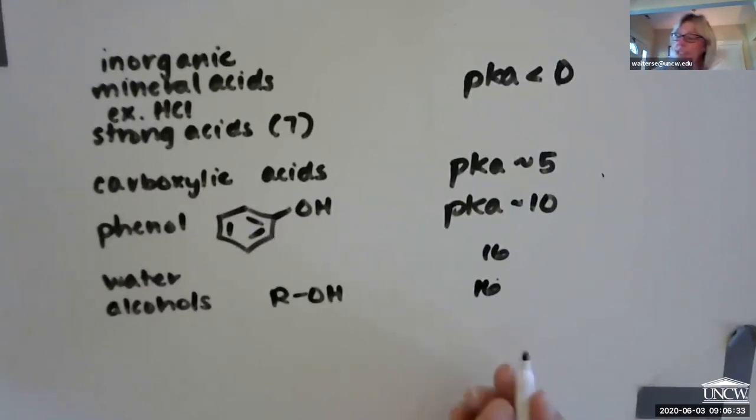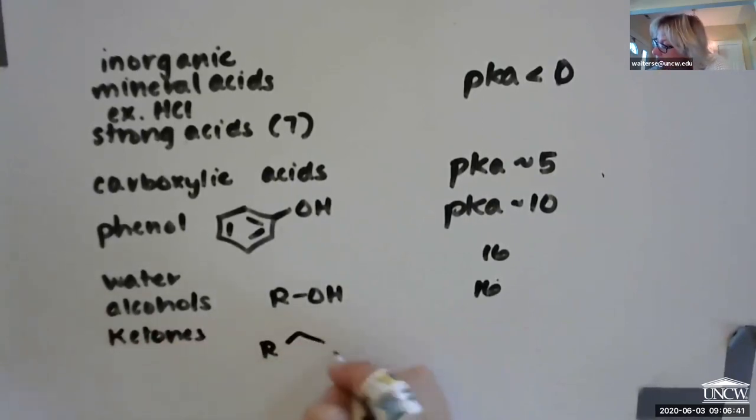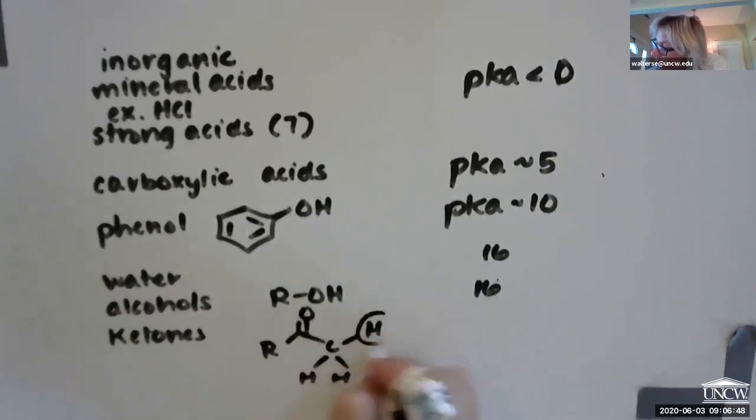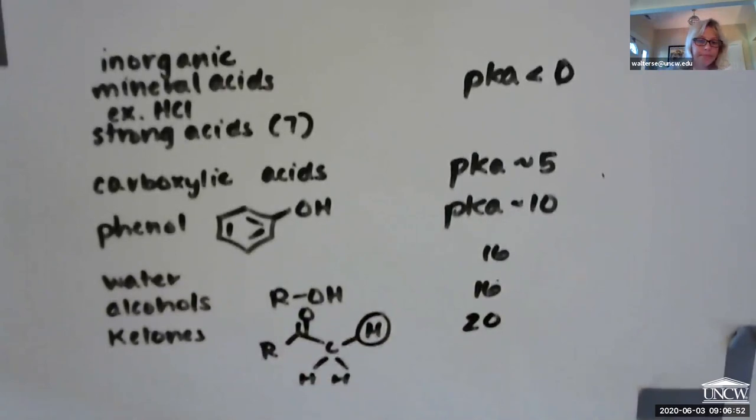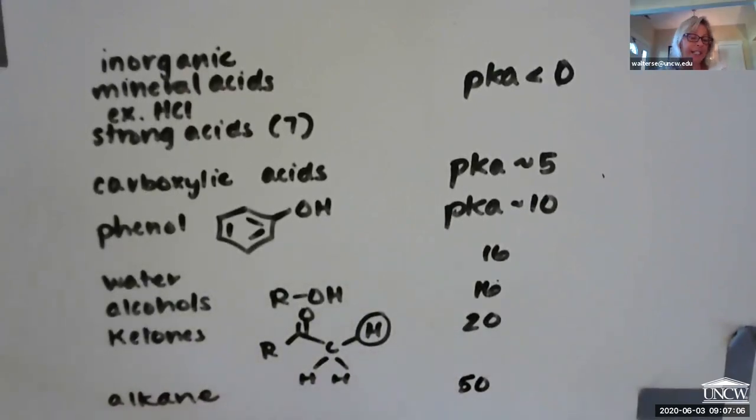Here's one at 20: ketones. So one of these here will be at 20. And then you'll need an alkane all the way up at 50. We'll eventually use an alkyne, which is right around 25, but you won't really need that one for a while. So these are the most important ones. You should flashcard memorize these, putting the name on one side and the pKa on the other. But for today, when we need them, I'll give them to you.